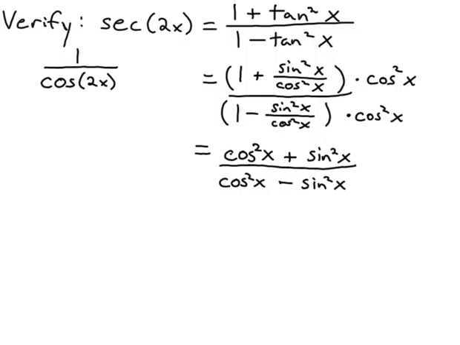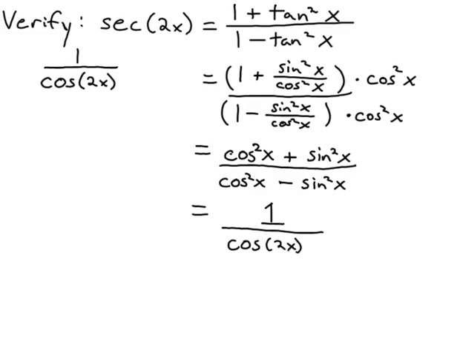At this point, now you have to go ahead and look at your identities for these sum and difference of squares. So cosine squared x plus sine squared x, hopefully you remember that is just 1 right there. And also this cosine squared x minus sine squared x, that is just this cosine of 2x. So that's one of our other identities for the double angle for cosine. So that is the cosine of 2x right there.